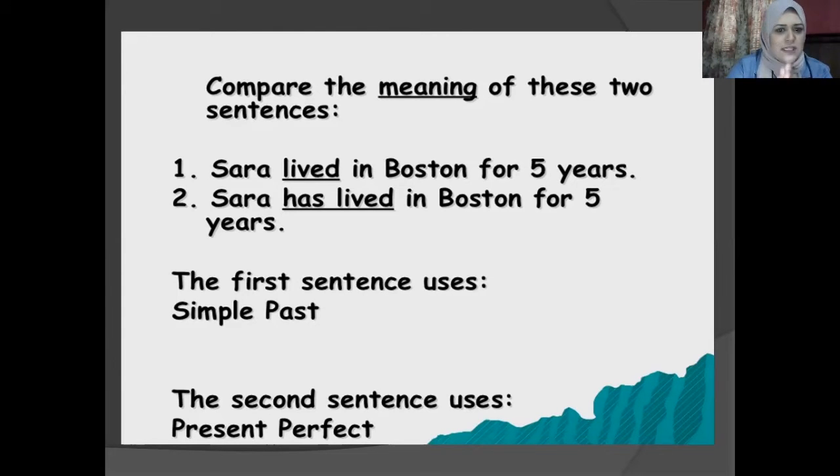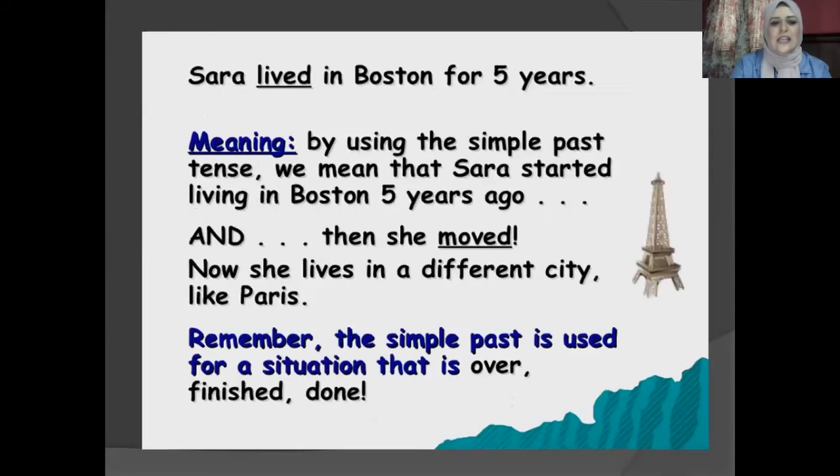Of course, the first action, Sarah lived in Boston, is an action that happened and finished. Maybe she now lives in New York, maybe in Paris, whatever. But Sarah has lived in Boston for 5 years. It means that she's still in Boston now. We mean that Sarah started living in Boston 5 years ago, and then she moved. Now she lives in a different city.